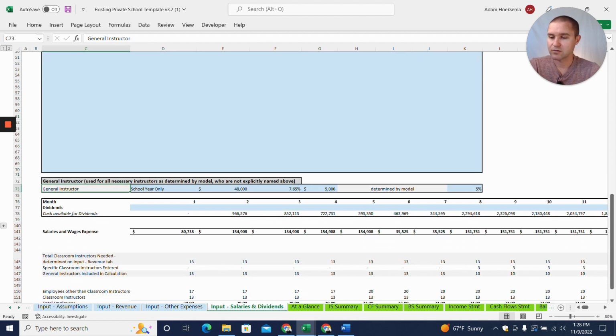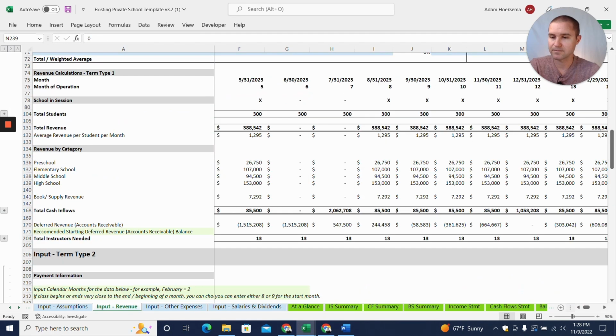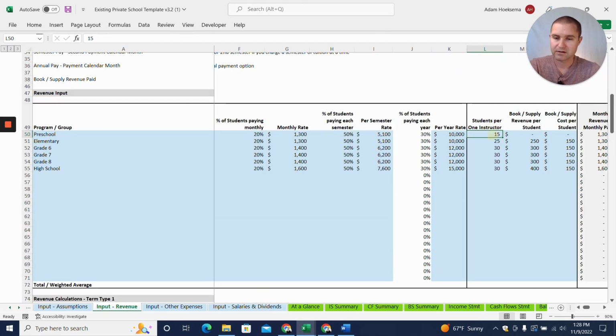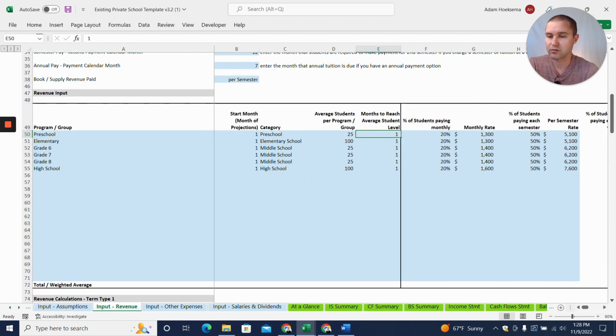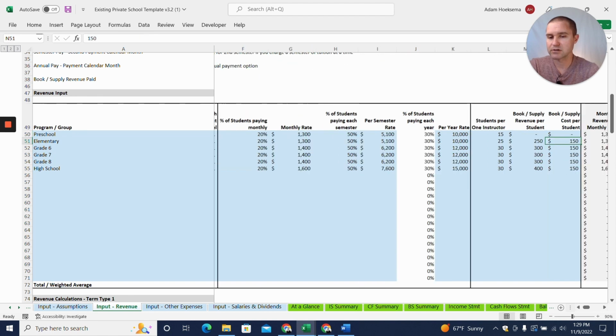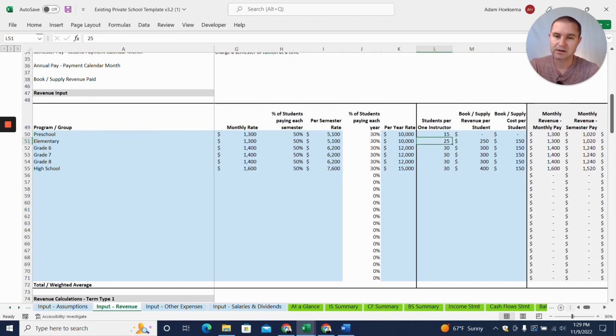And so if you remember, back on the input revenue tab, we said we can have 15 students per 1 instructor for the preschool, right? But we have 25 students in the preschool. So based on that, the model is going to say, hey, you need 2 instructors for preschool. And then based on you have 100 students in elementary, and 25 students per 1 instructor, we know we need 4 instructors for the elementary school.